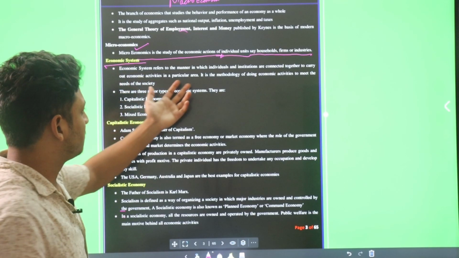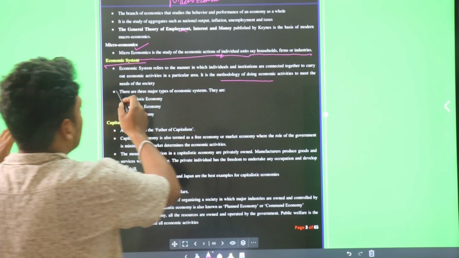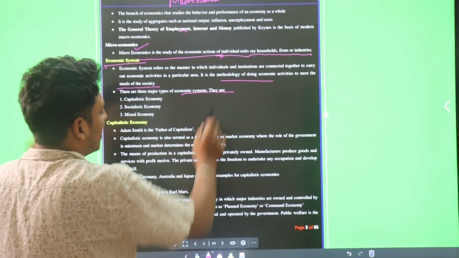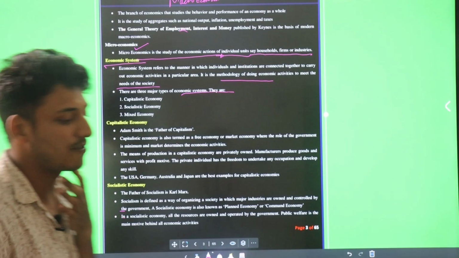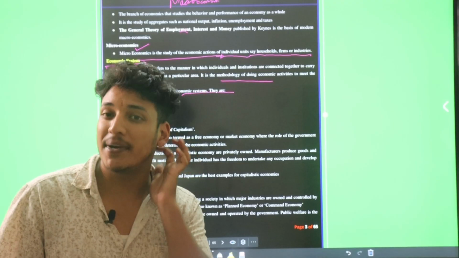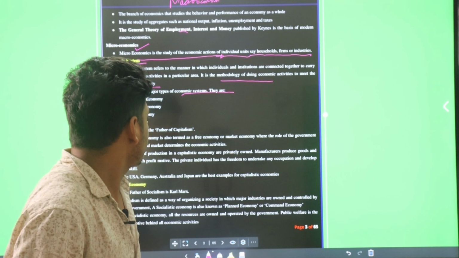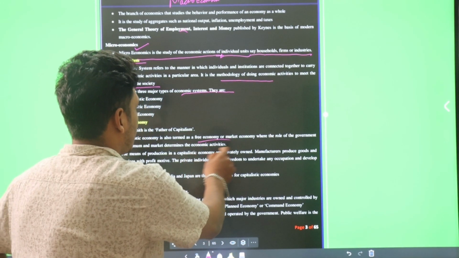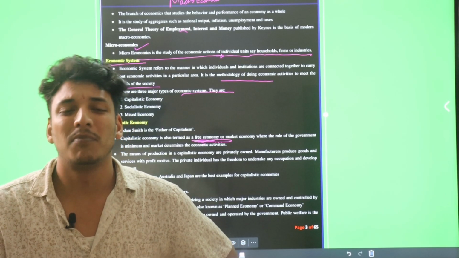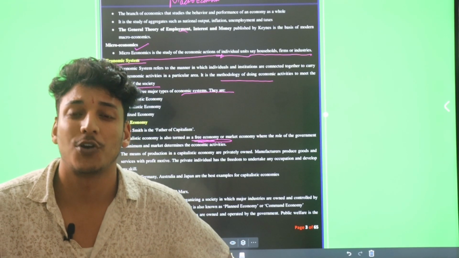Economic system is a methodology of doing economic activity to meet the needs of society. समझे आप? There are three major types of economic system. First, capitalist economic system, which is also called free economy. The involvement of government is minimum in this system.